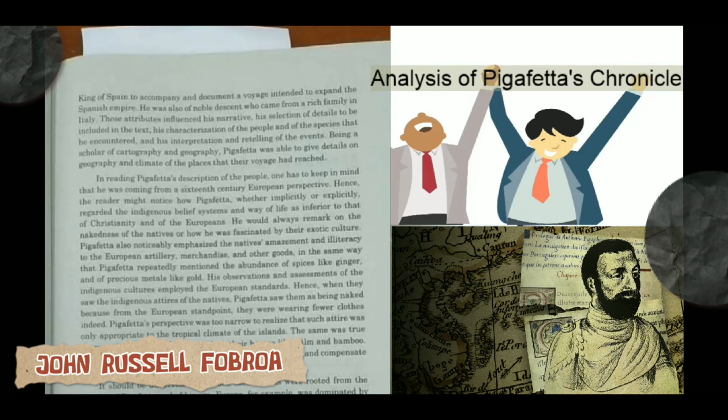The same was true for materials that the natives used for their houses, like palm and bamboo. Those materials would let more air come through the house and compensate for the hot climate in the island.